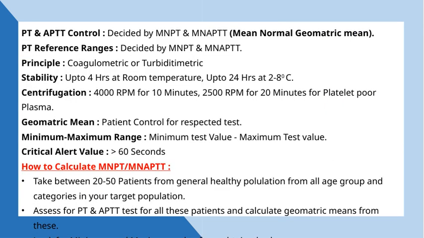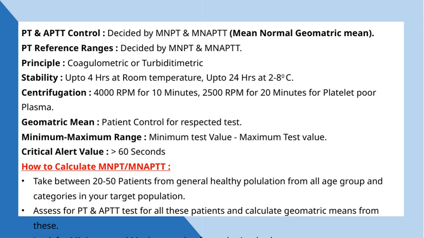Let's start by understanding the PT and aPTT control. These are decided based on the MNPT and MNAPTT, which are the mean normal geometric means. Essentially, these help us establish a standard reference for our tests. The PT reference ranges are also determined using these same values, ensuring consistency. Moving on to the principles behind these tests, they can be either coagulometric or turbidimetric. These methods help us measure clotting times accurately.